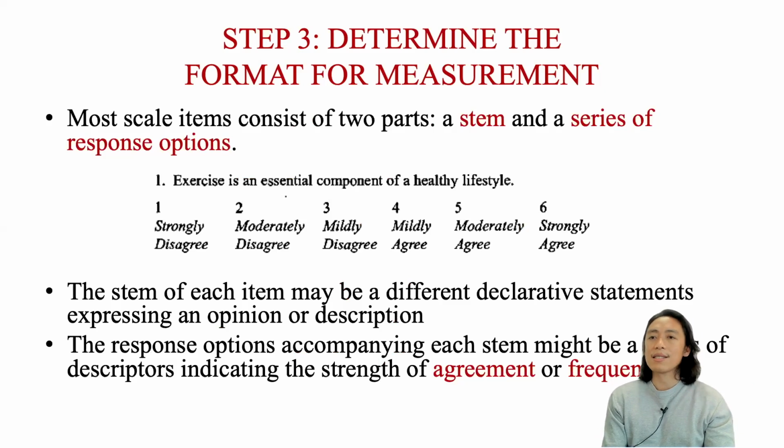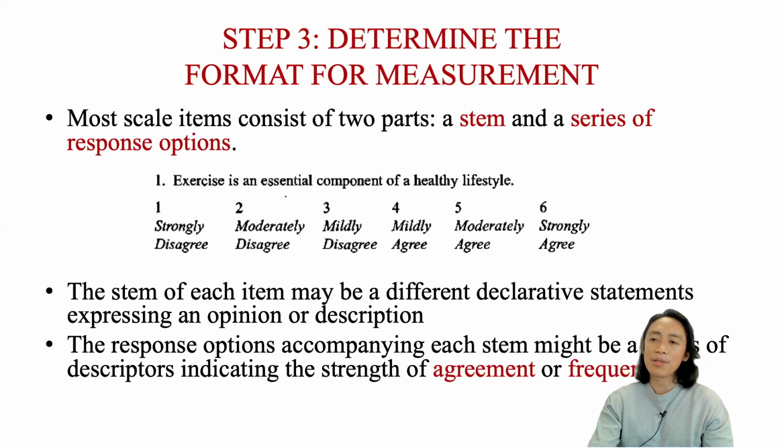In most cases, each item in the scale consists of two parts. The first part is the stem, and that would refer to the declarative statement here. For example, exercise is an essential component of a healthy lifestyle. And then a series of response options, in this case ranging from 1, meaning strongly disagree, to 6, strongly agree. The stem of each item can be different declarative statements expressing an opinion or description.